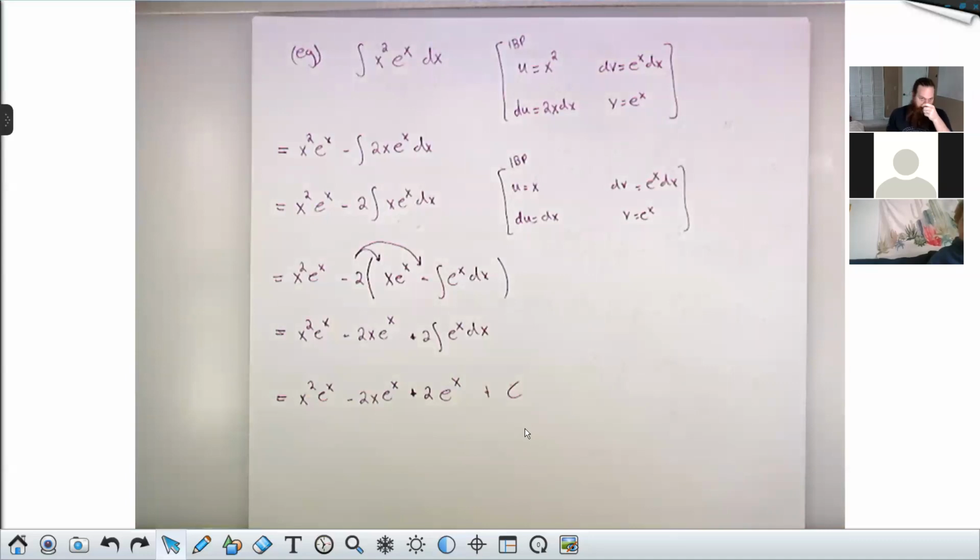It is pretty awesome. I agree with that. The pattern you may notice here is, x squared, 2x, 2. That's a sequence of derivatives. And e to the x, e to the x, e to the x, that's a sequence of antiderivatives. So they've been slapped together. And then the signs alternate, and that is the pattern.